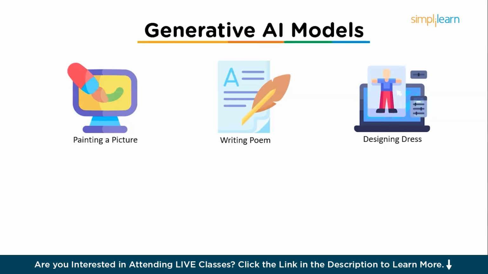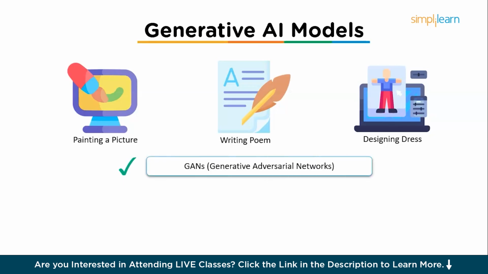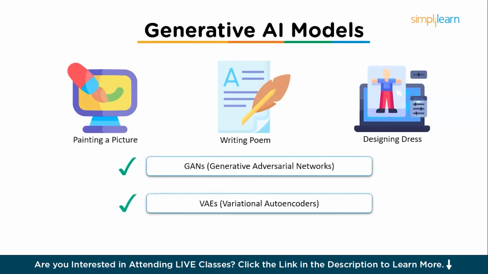The first one is GANs, that is the generative adversarial networks. Then the second one we have is VAEs, that is the variational autoencoders.